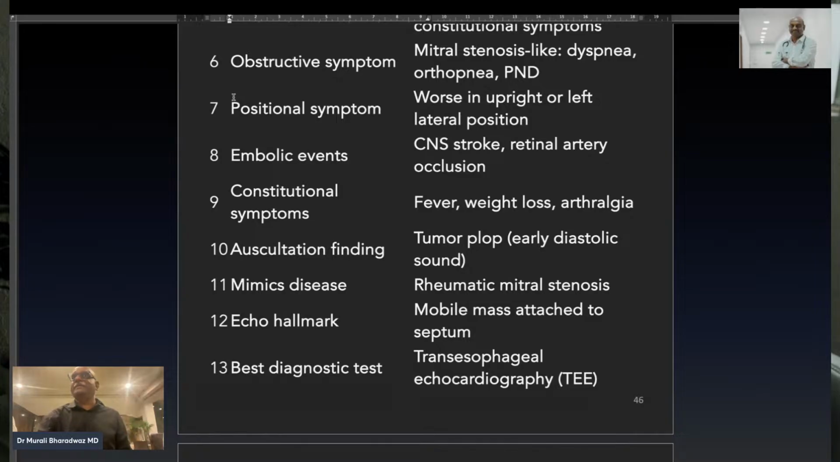I can never forget the patient of left atrial myxoma. Fever of unknown origin, weight loss. They had given all the TB medications. So how can it present with fever, weight loss? Because systemic inflammatory markers will increase in a myxoma.